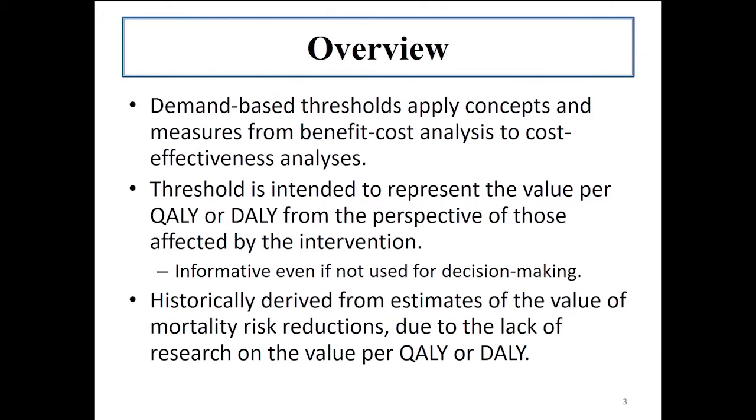The idea here is that the threshold is intended to reflect individual willingness to pay per QALY or per DALY. I think this information is often informative, even if you don't use it for decision making, because understanding how the population that's affected by an intervention values it can help you think about implementation challenges and many other issues. Historically, though, we haven't had much data on how people really value a QALY or a DALY, so we've instead derived these thresholds from the values for mortality risk reductions.